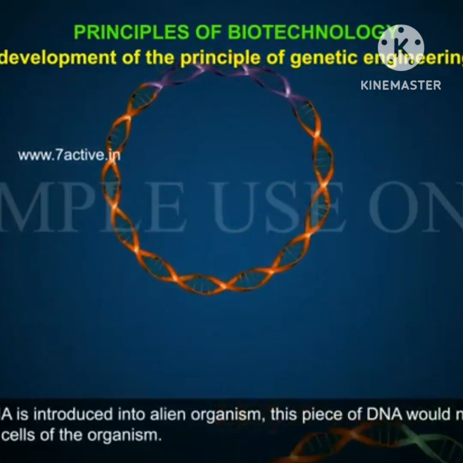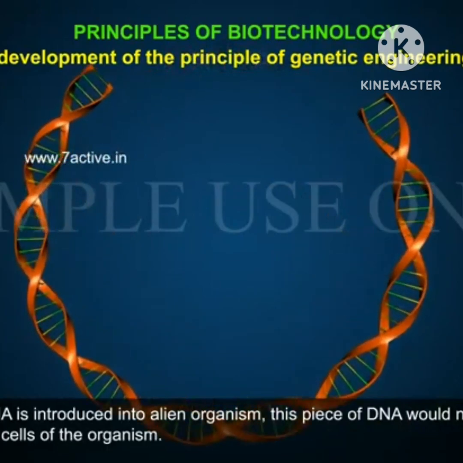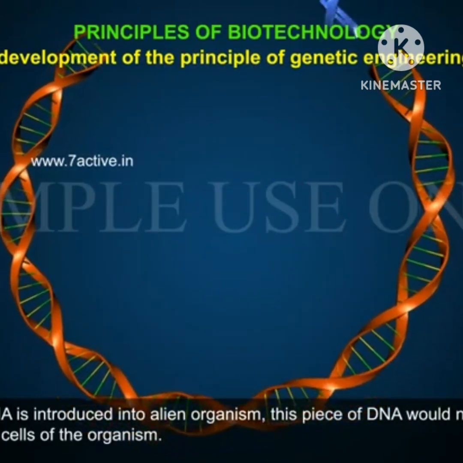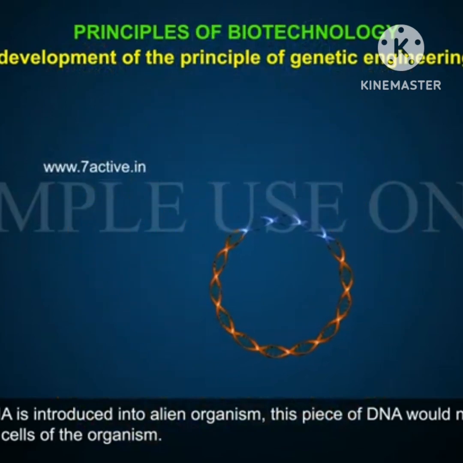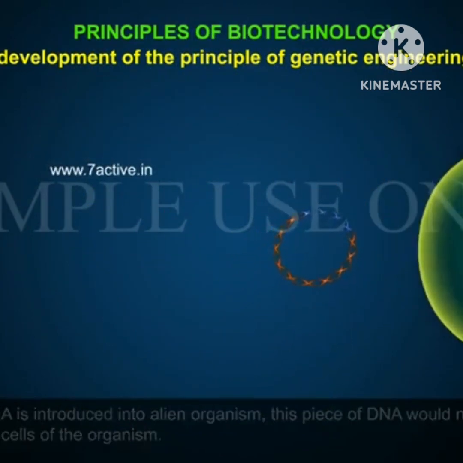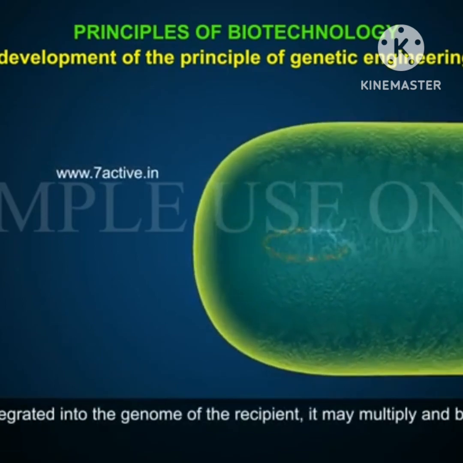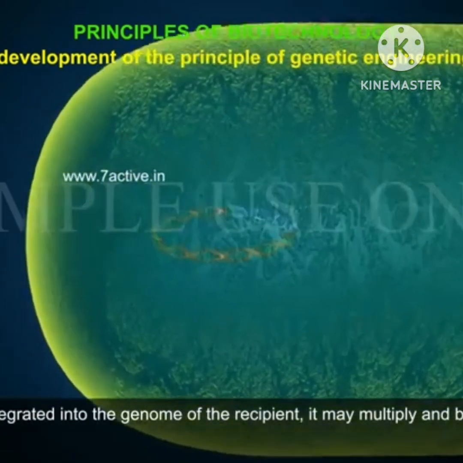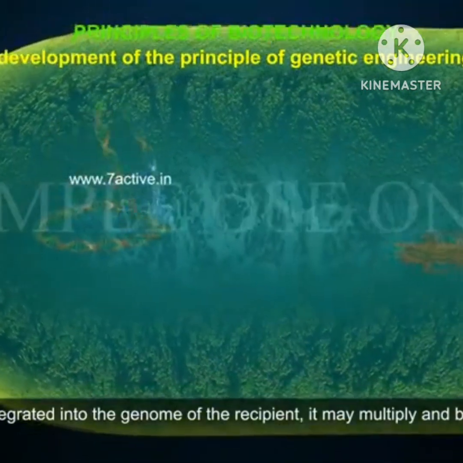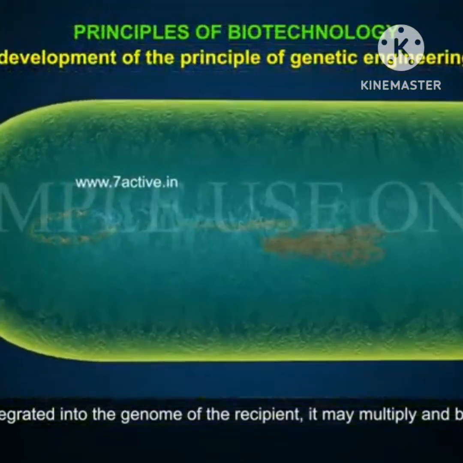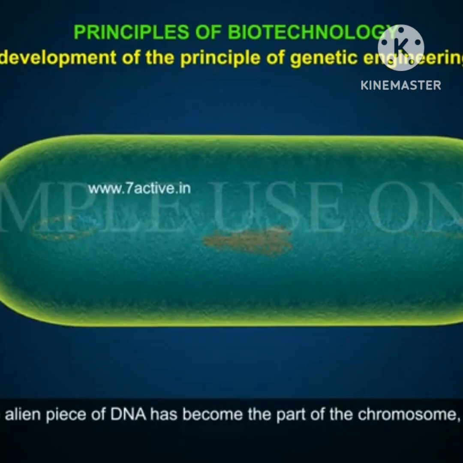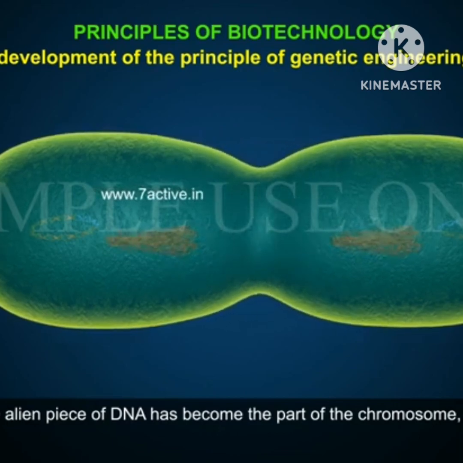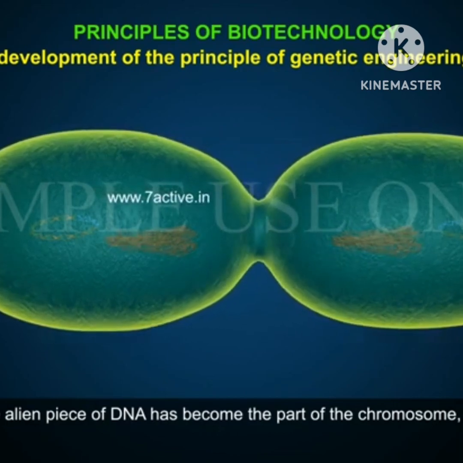When a piece of DNA is introduced into an alien organism, this piece of DNA would not be able to multiply itself in the progeny cells of the organism. But when it gets integrated into the genome of the recipient, it may multiply and be inherited along with the host DNA. This is because the alien piece of DNA has become part of the chromosome, which has the ability to replicate.